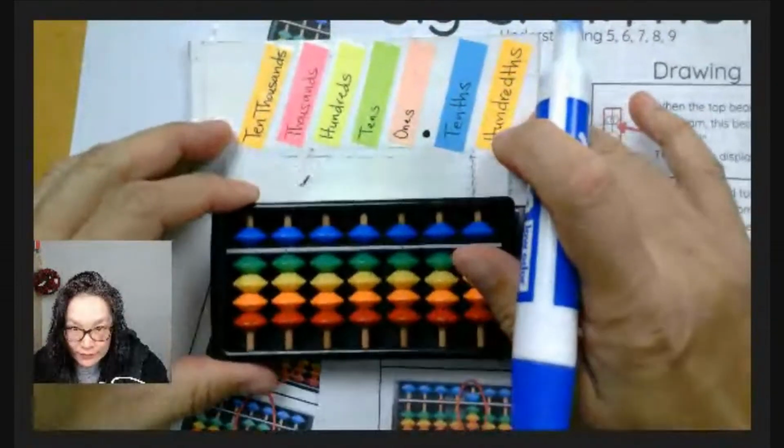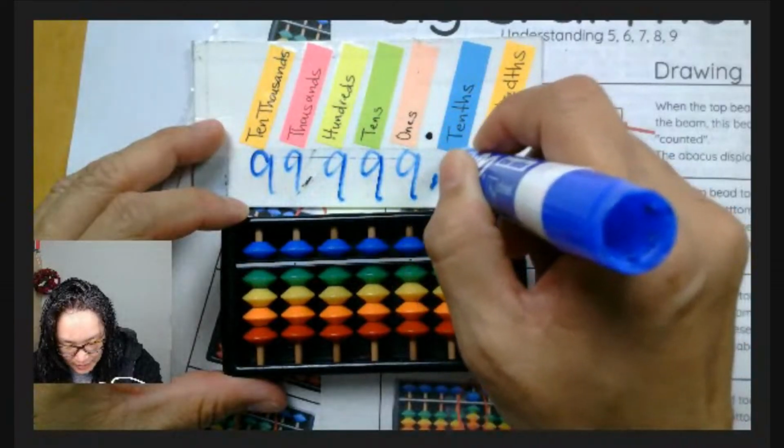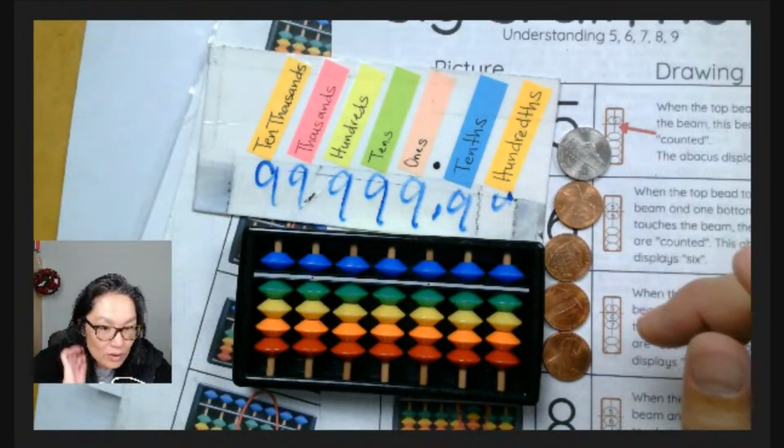So we have 99.99. That's what that means. Wait, start over. Hold on.